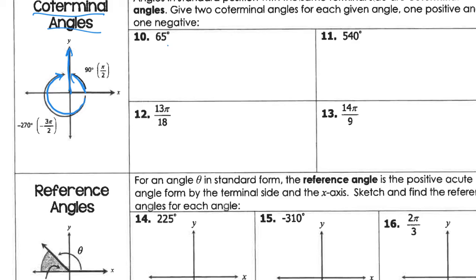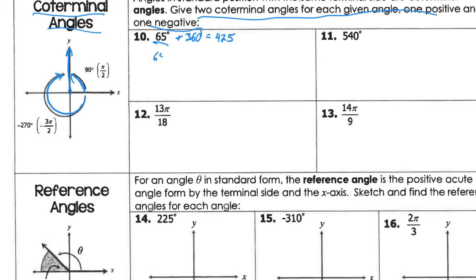So if I've got 65 degrees and I want a coterminal angle, I just need to add or subtract 360 degrees from it, one rotation. So if I add 360, what do I get? Got 425. So that will be a positive coterminal angle. So give 2 coterminal angles for each given angle, one positive and one negative. Right, so that's our positive.